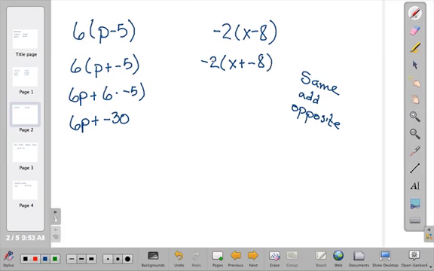Now I'm going to take the negative 2 on the outside of the parentheses and distribute it to each of the terms on the inside of the parentheses. So that means we're going to have negative 2 times x plus, because that's what's here, negative 2 times negative 8. So this is going to stay negative 2x plus a negative times a negative is a positive, and 2 times 8 is 16. So there, we've simplified and applied the distributive property to that problem.